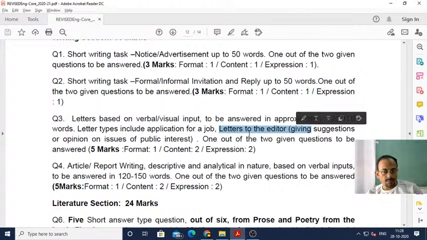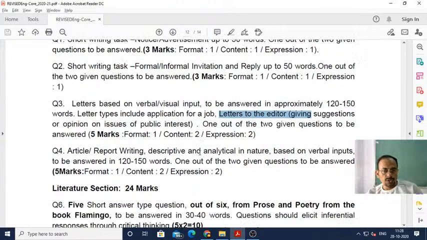You can see the sample letters which I have already uploaded for you. Anyway, next you see this letter will consist of 5 marks. Format 1 mark, content 2 marks, and expression 2 marks. Dear students, format is also important. For correct format you shall be awarded 1 mark. For content you shall be awarded 2 marks.